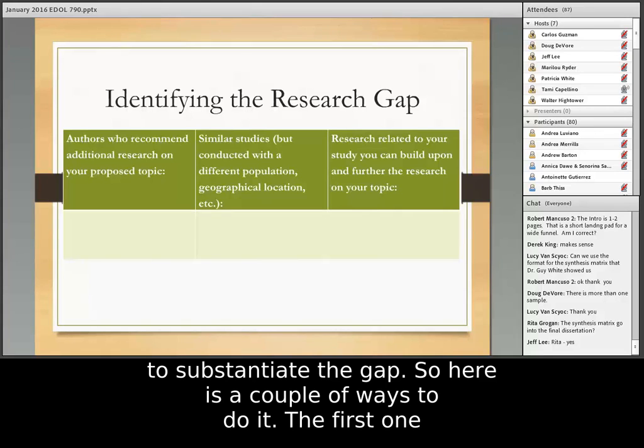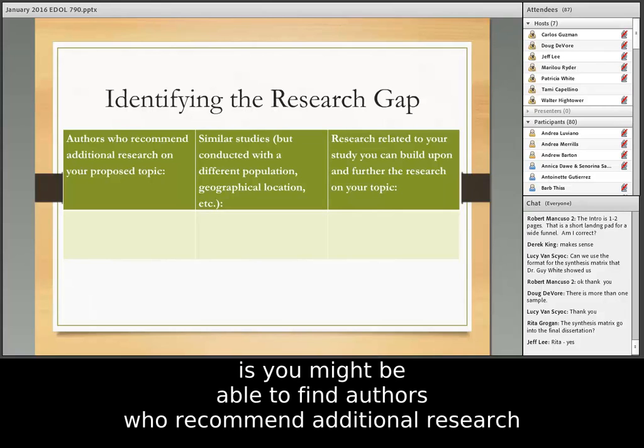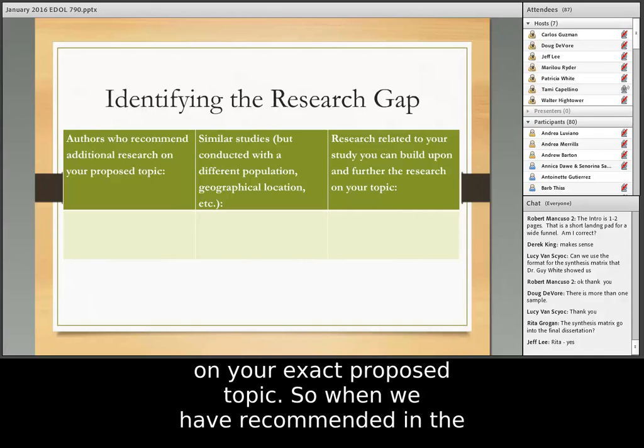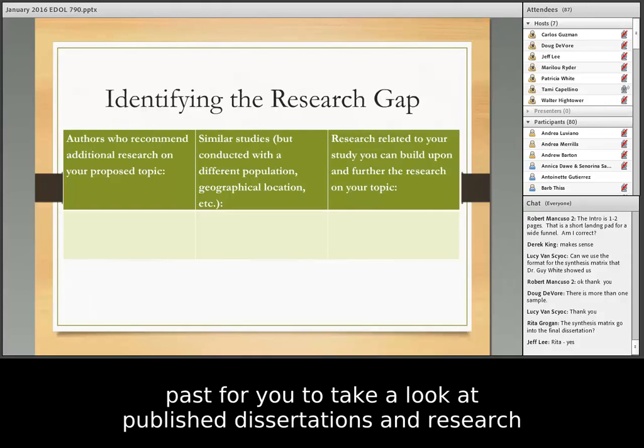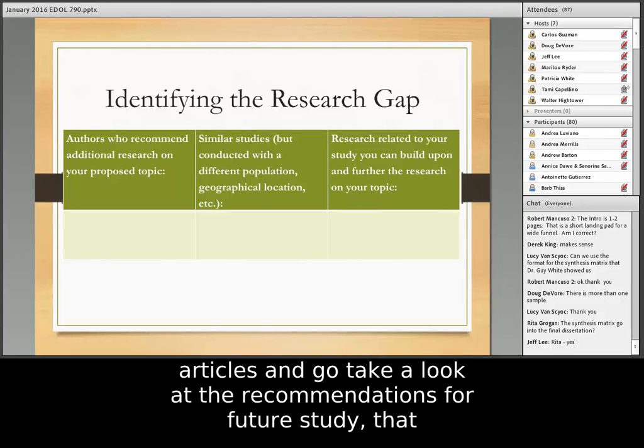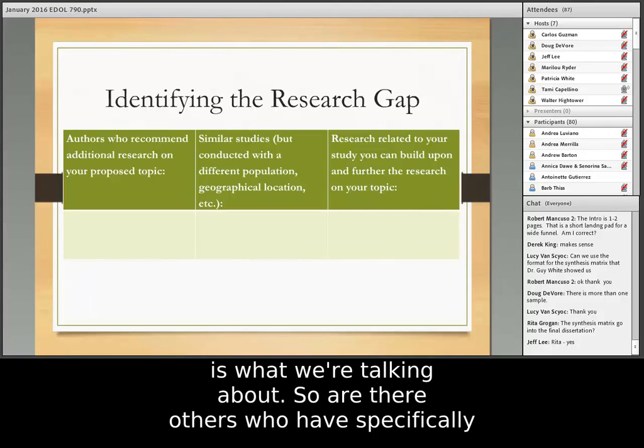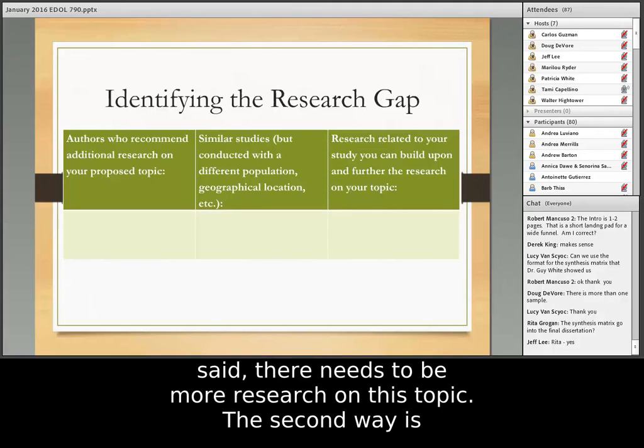And so here's a couple ways to do it. The first one is you might be able to find authors who recommend additional research on your exact proposed topic. So when we have recommended in the past for you to take a look at published dissertations and research articles and then go take a look at their recommendations for future study, that is what we're talking about. So are there authors who have specifically said there needs to be more research on this topic?